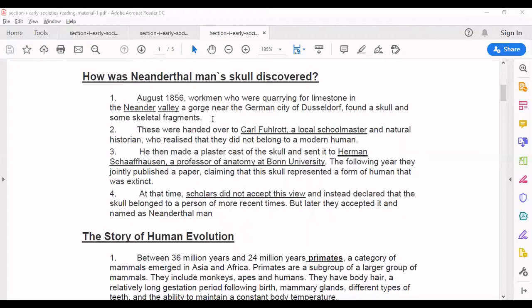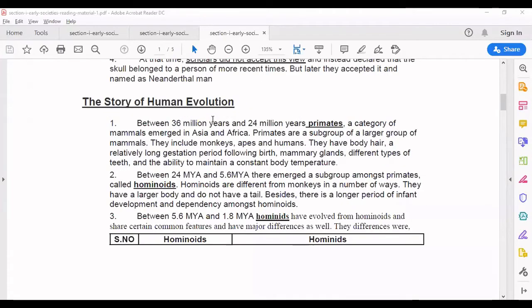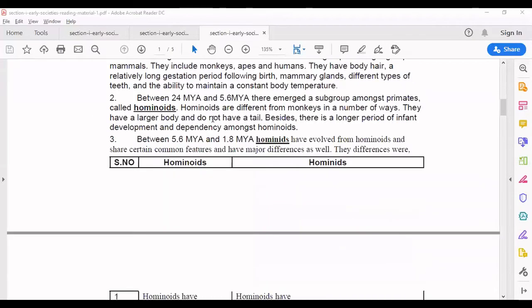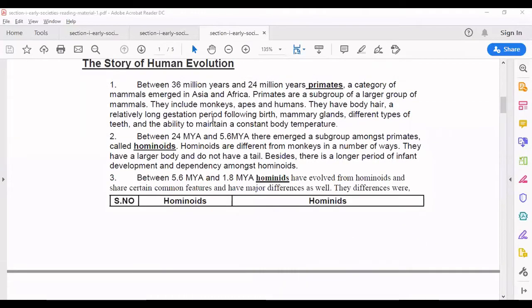Later, they jointly published a paper claiming that the skull represented a form of human that was already extinct. Again, over here, the scholars did not accept it, and later they accepted it after the Origin of Species. Okay, now this is the story of human evolution.